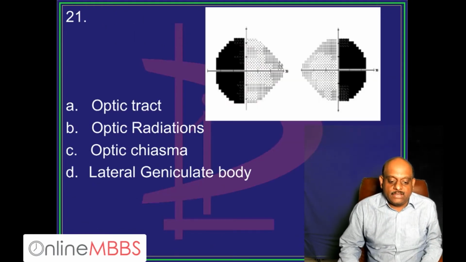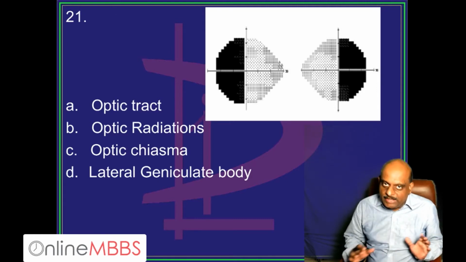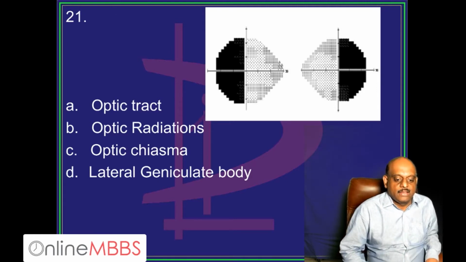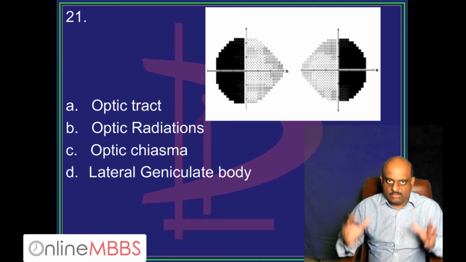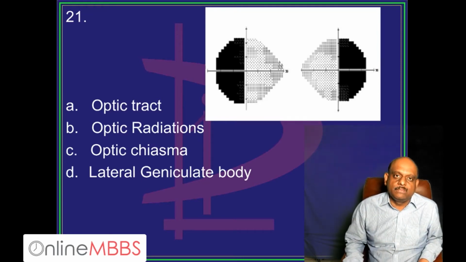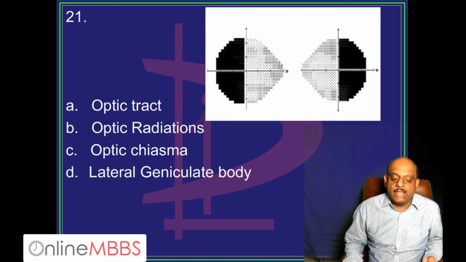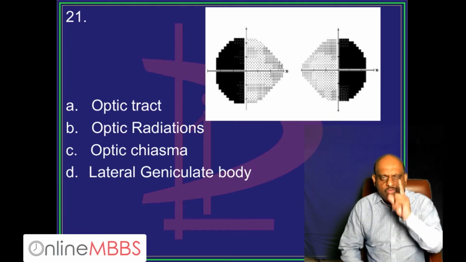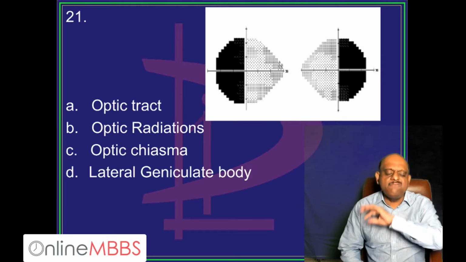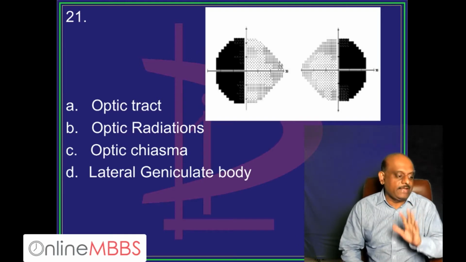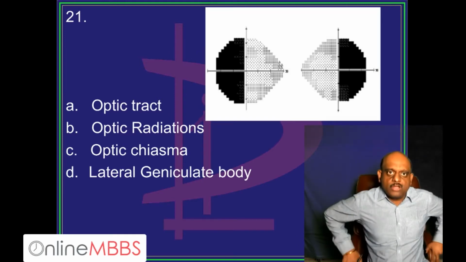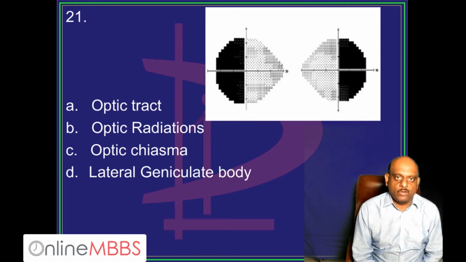Now tell me, doctor. Looking at this lesion, looking at this visual field issue, what is the location of the lesion? Is it optic tract, optic radiation, optic chiasma, lateral geniculate body? One question, doctor, invariably they will ask on visual field defects. You cannot afford to get this question wrong.